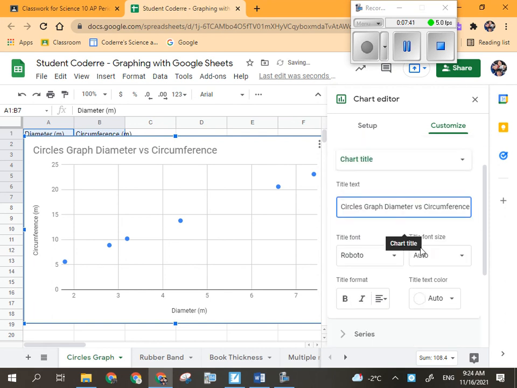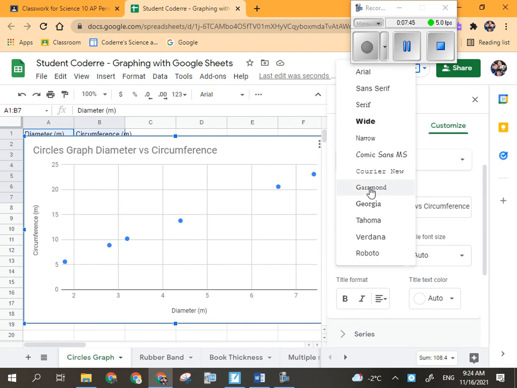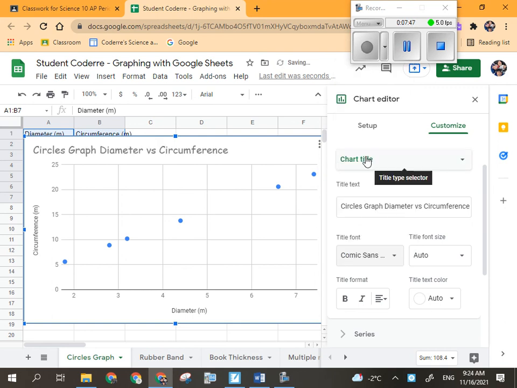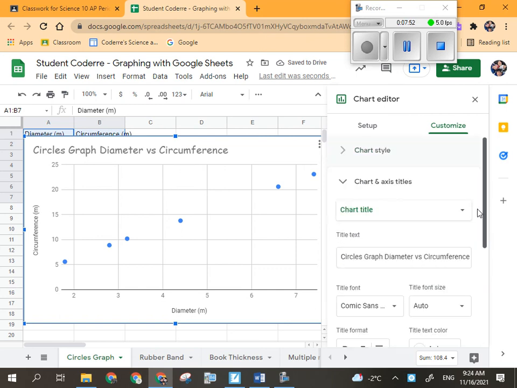Underneath that, you can change things like what font you want to use, and you can make it whatever you want. You can make it look silly. It's up to you, and then you can change the font size if you want, all of that.